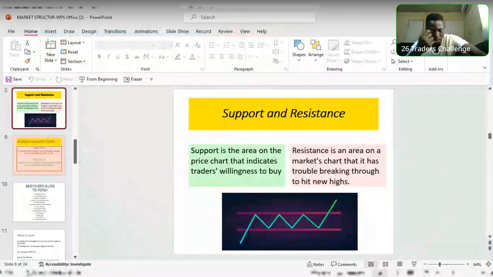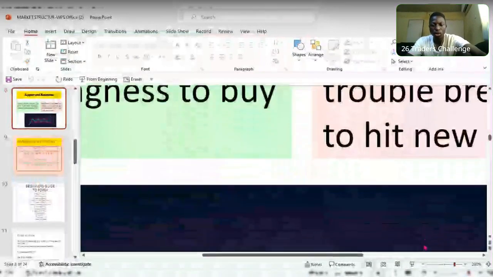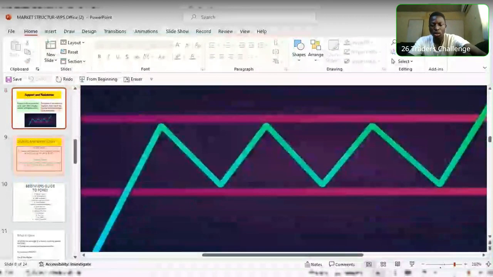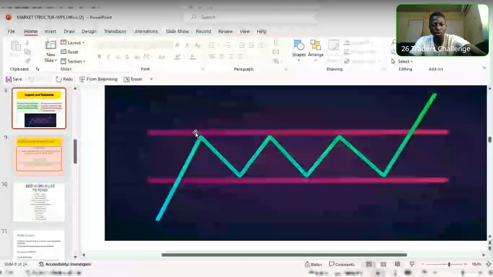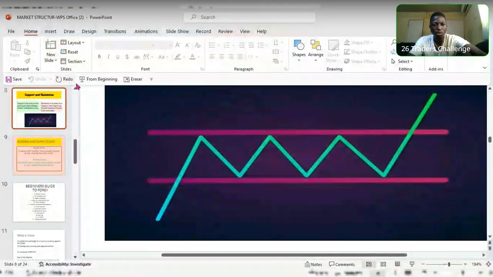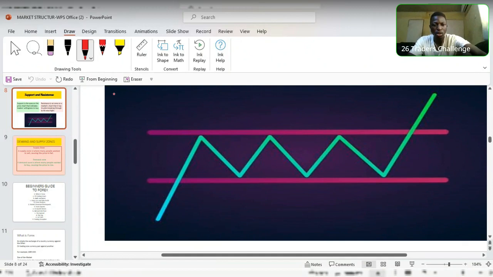As simple as support and resistance. Look at what we've got on the screen. We've got these two regions. Let me change the color of the pen. Support is a place whereby buyers are always willing to buy, and here is our support.